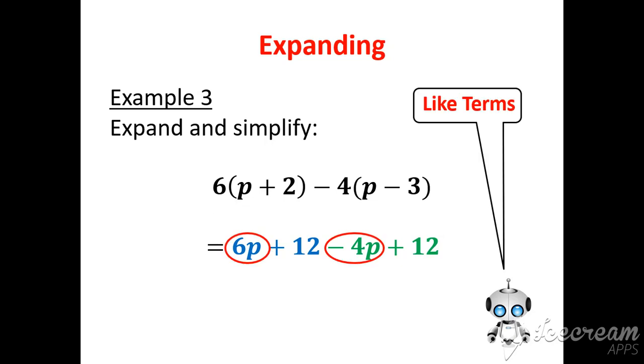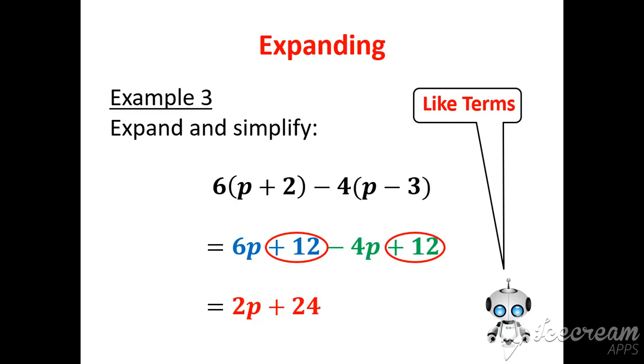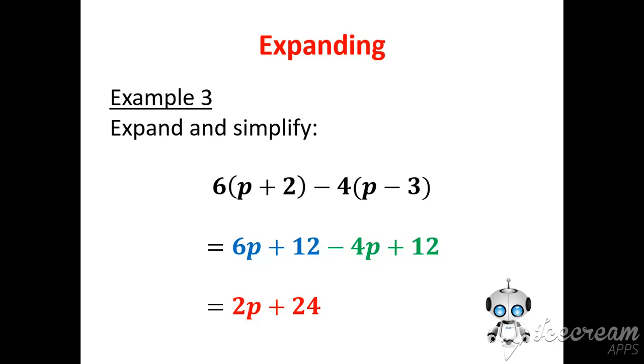Now we go to simplify our like terms. So 6p minus 4p. 6p minus 4p makes 2p. And we have our plus 12 makes plus 24. So our final answer is 2p plus 24.